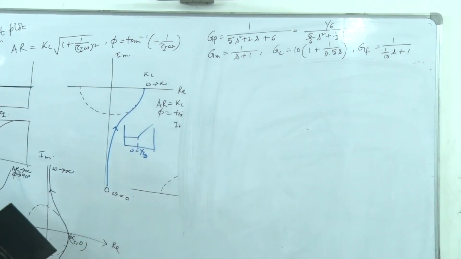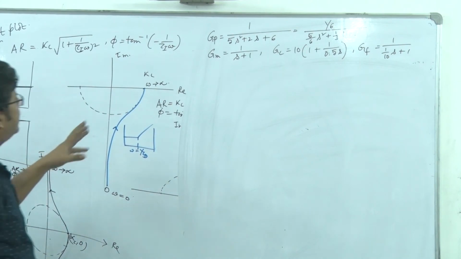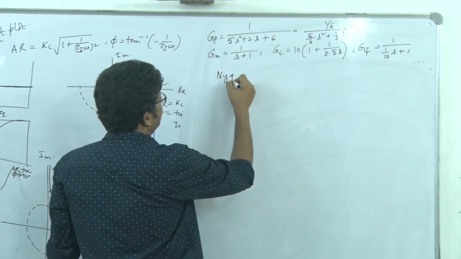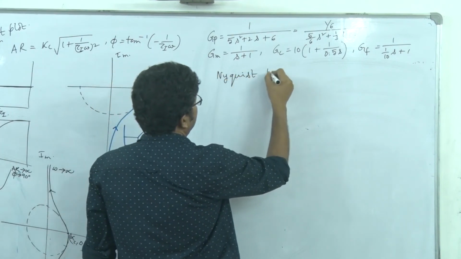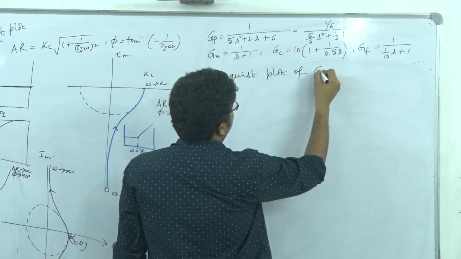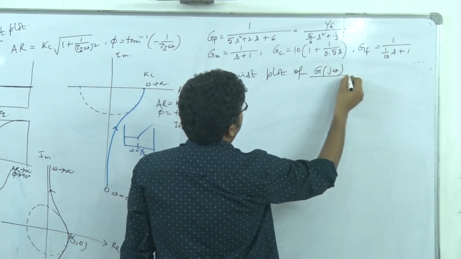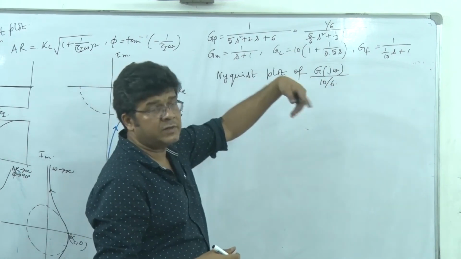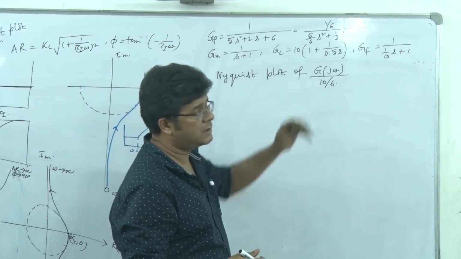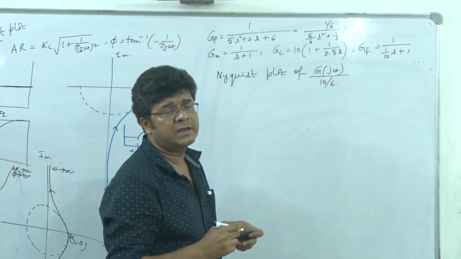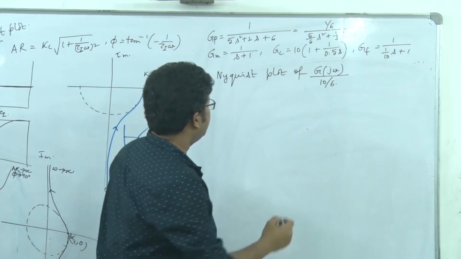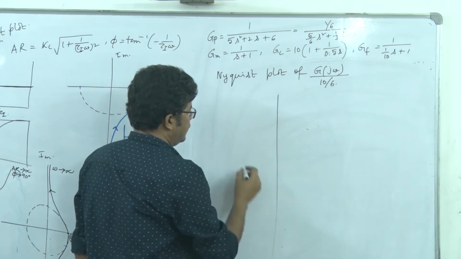Right. So instead of a plot of directly G j omega, here we are going for the Nyquist plot of G j omega divided by 10 by 6. We are normalizing with the modulus, so we will consider that everything has gain equal to 1. Right.